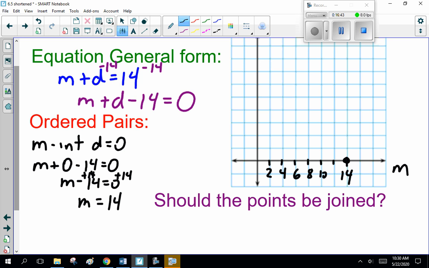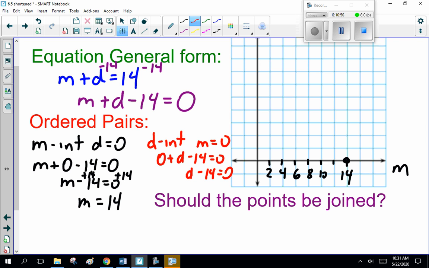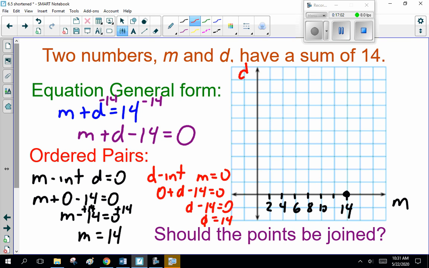Now, d intercept, m is 0. 0 plus d minus 14 is 0. D minus 14 is 0. D equals 14. So if I go d up here, I have the same problem. 2, 4, 6, 8, 10, 12, 14.